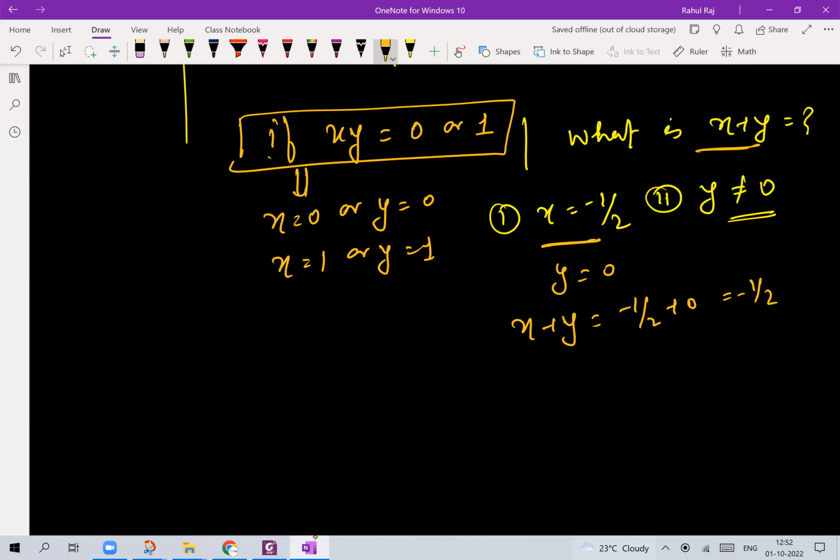I also have the liberty, because it is given in the question, that y can be equal to 1 also. So in this case, if I take y is equal to 1 from the information, what do I have for x plus y? It is given x is minus half. Minus half plus 1. What do you get? Again minus half, right? Is that clear?